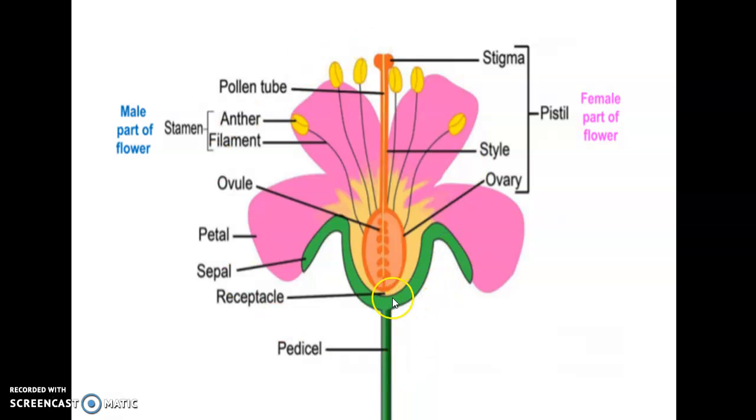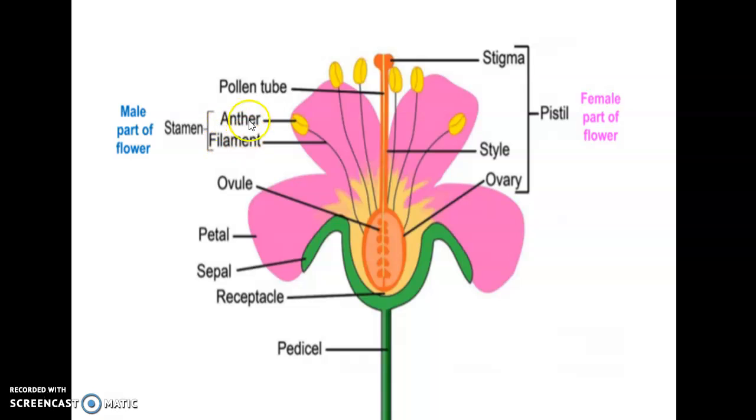See, this is the structure. You can see the pedicel and receptacle for the attachment, and this green colored part is sepal or calyx. And these are petals, this pink color in this diagram, these are petals or corolla. Students, the sepals and petals are accessory organs. Which are the main reproductive organs? Yes, stamen and pistil. Stamen is the male part of the flower, pistil is the female part of the flower.